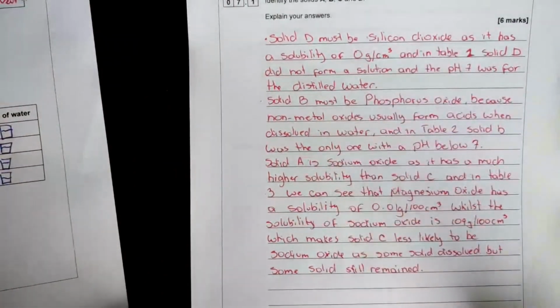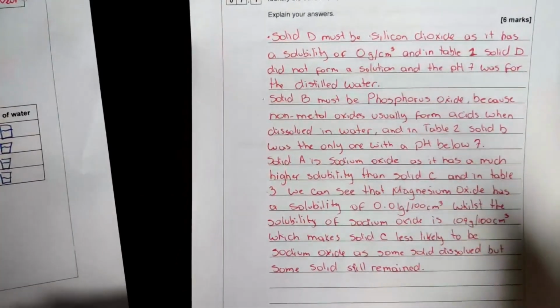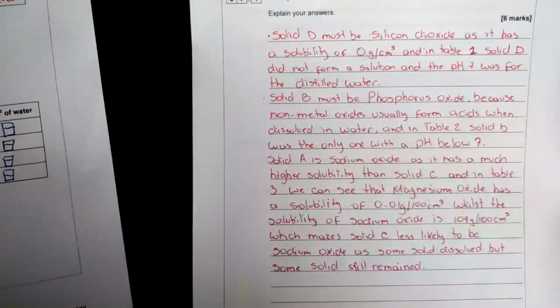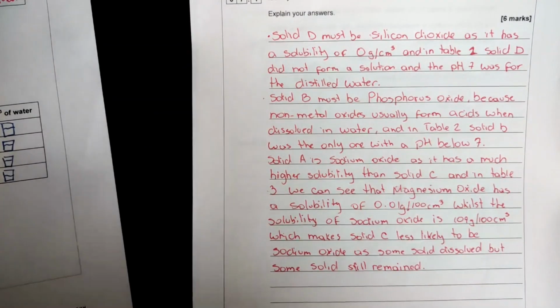All right, so there we have it. That is our 6 marks done. Solid D must be silicon dioxide as it has a solubility of 0 grams per 100 centimeter cubes. And in table 2, solid D did not form a solution and the pH 7 is from the distilled water. Solid B must be phosphorus oxide because non-metal oxides usually form acids when dissolved in water. And in table 2, solid B was the only one with a pH below 7.